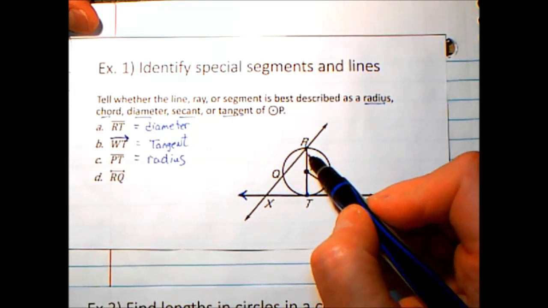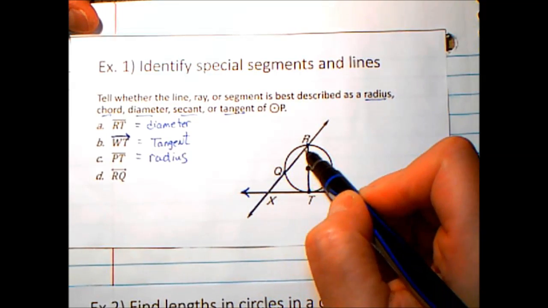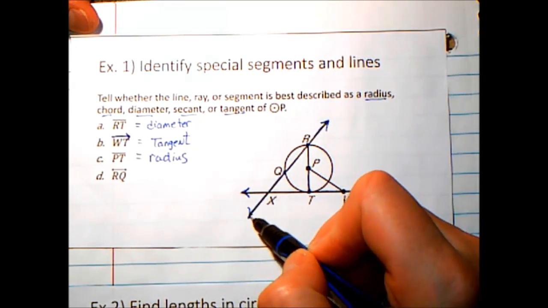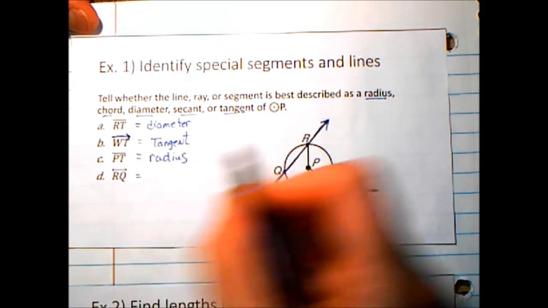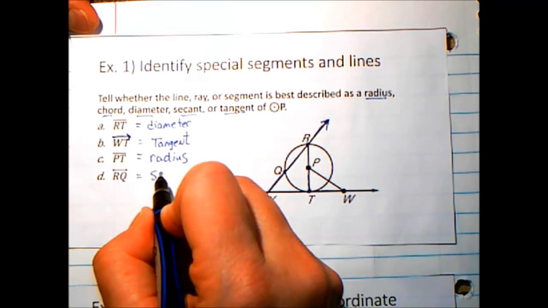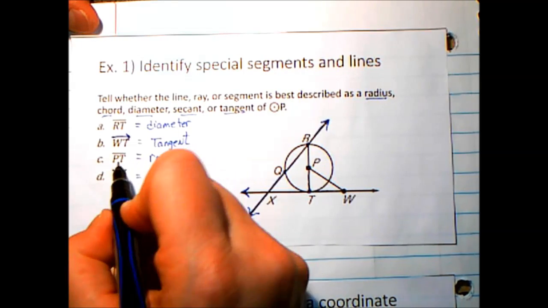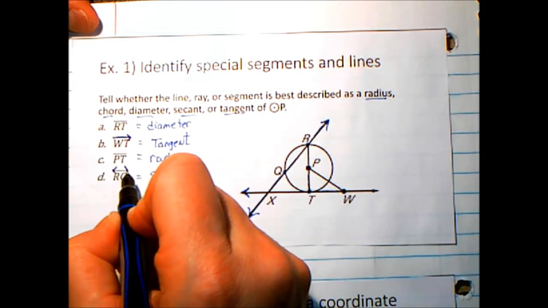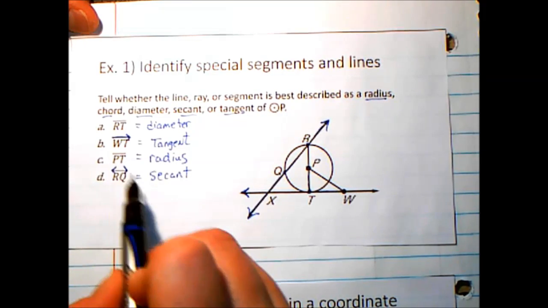And then RQ, R and Q touch the circle, but notice it's going all the way through, and they have arrows on the ends. Notice here it has arrows when it goes through the circle at 2 points. That is called the secant. If this did not have arrows on the ends, you may have to zoom in or look at the PowerPoint to see that those are arrows there. If it just was a segment, then this would be called a chord.